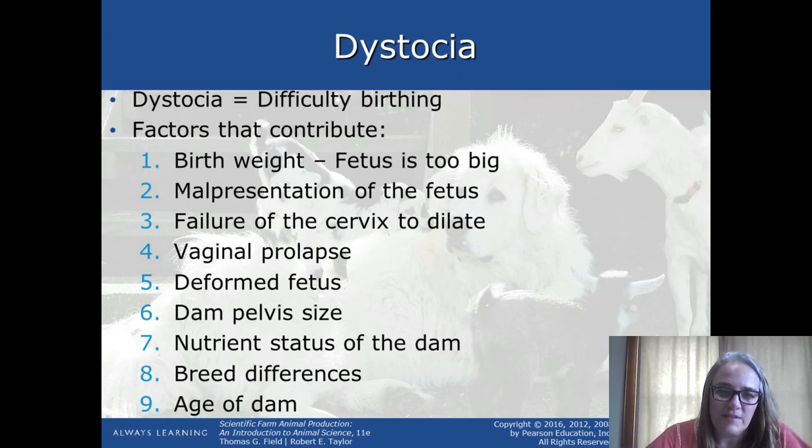Some birthing difficulties come from malpresentation of the fetus. Others come from the mother's side of being able to dilate the cervix, or sometimes more serious problems such as a vaginal prolapse, a deformed fetus, not having a big enough pelvis size, poor nutrition, sometimes a breed difference, and sometimes the age of the dam. As a dam ages into those later years, sometimes dystocia increases.